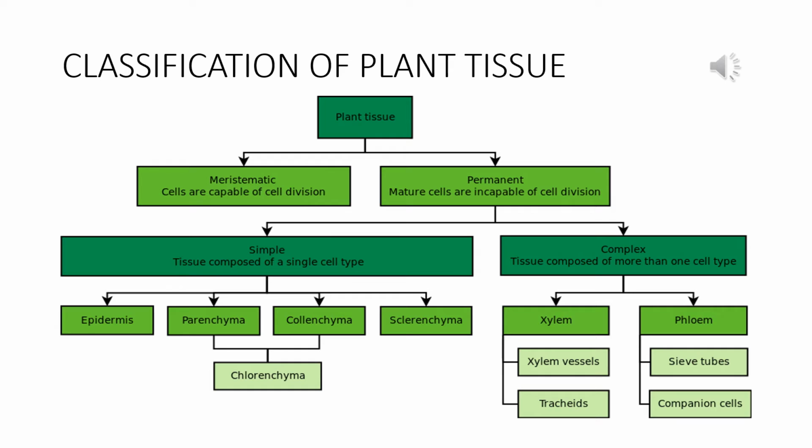The simple permanent tissue can further be subdivided into epidermis, parenchyma, collenchyma, and sclerenchyma. Parenchyma and collenchyma have a separate and particular type which is known as chlorenchyma. And the complex permanent tissue can be subdivided into xylem and phloem. The xylem has 4 components, but only 2 of them can be seen very particularly: xylem vessels and tracheids, and in phloem there are sieve tubes and companion cells.